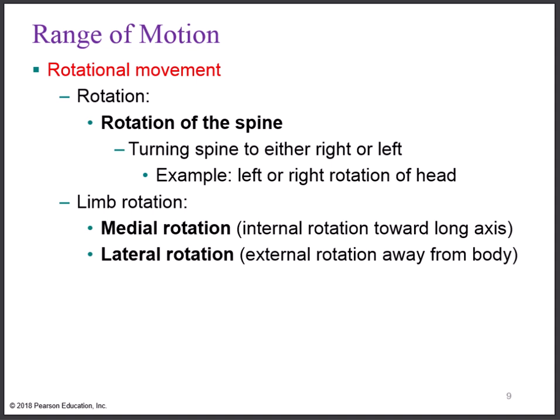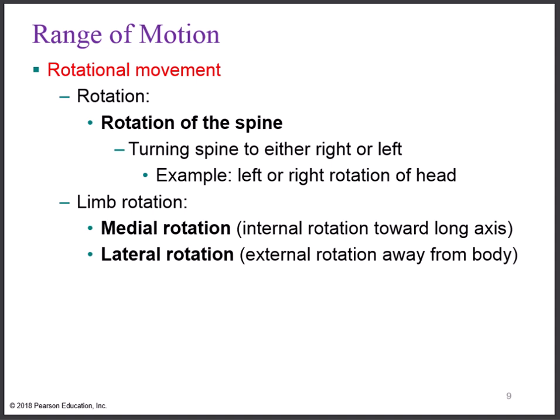The next motions we want to look at are rotational movements. So we can just rotate the spine, and that's simply turning the spine to either the left or the right. If you have an individual look to the left or look to the right, that would be rotation of the cervical spine. And if somebody twisted their low back a little bit to the left or to the right, that would be rotation of the lumbar spine.